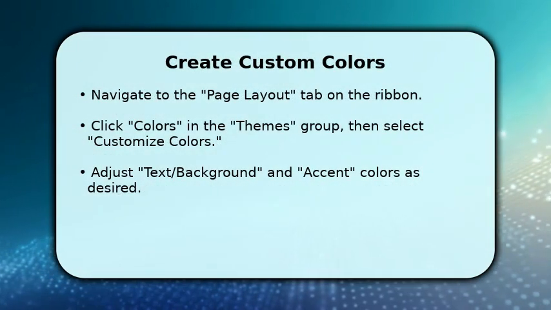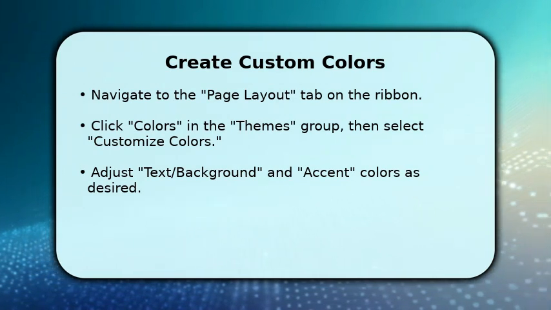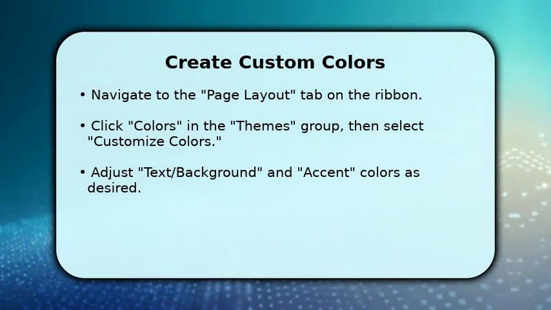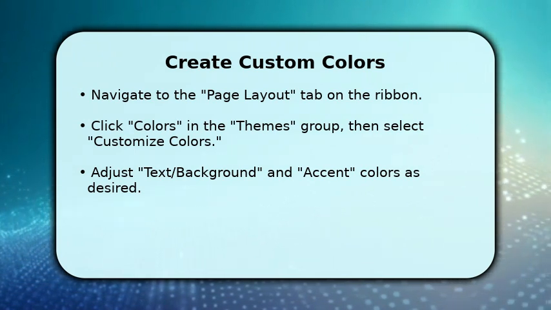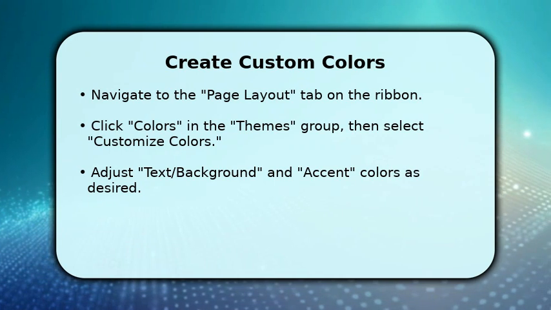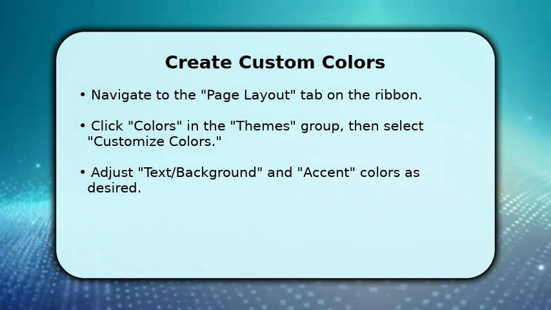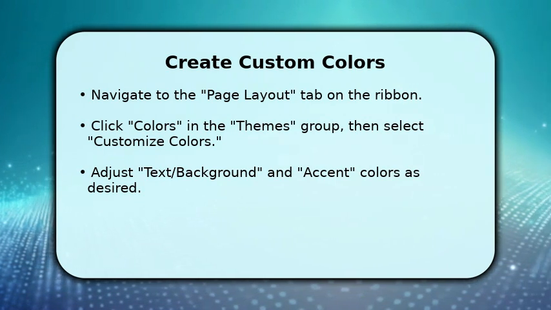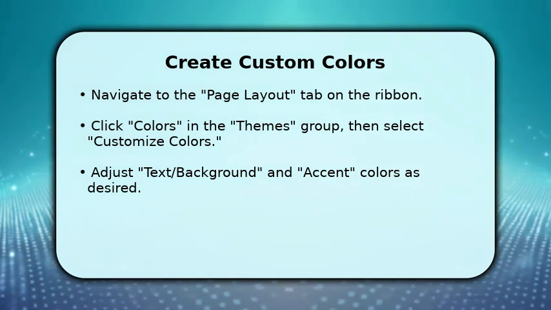First, let's create your custom color palette. Go to the Page Layout tab on the Excel ribbon. In the Themes group, click on Colors, then choose Customize Colors. Here, you can modify various elements like text, background, and accent colors. For specific shades, select more colors to input exact RGB or hexadecimal codes, giving you complete control over your palette.